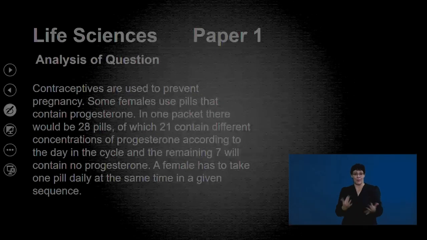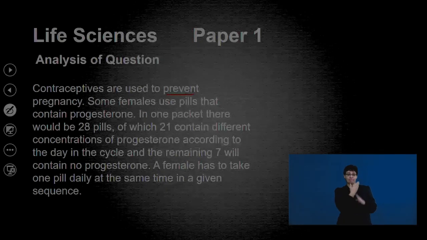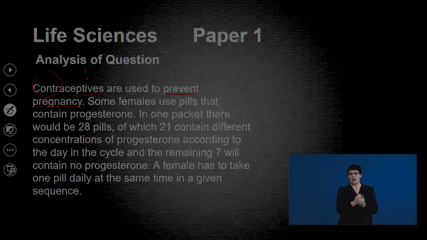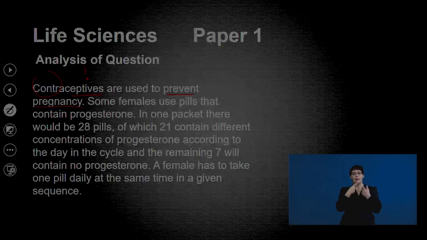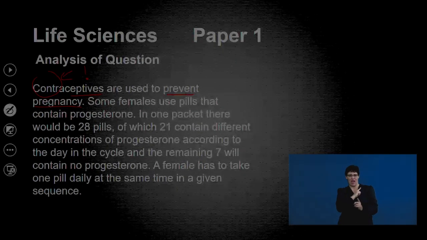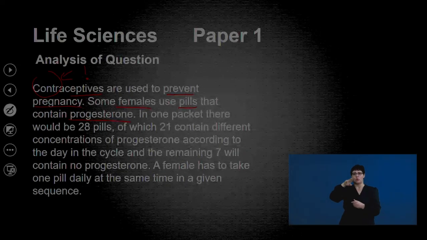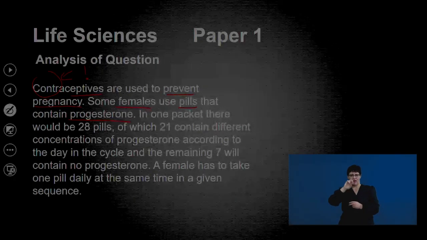So, contraceptive pills are used to prevent pregnancy. Contra meaning against, and conception refers to the process of the sperm and the egg fusing. So any mechanism that stops the process of conception is regarded as a contraceptive method, and hence it's against conception. Some females use pills that contain progesterone, and we'll talk about the different types of contraceptive pills.